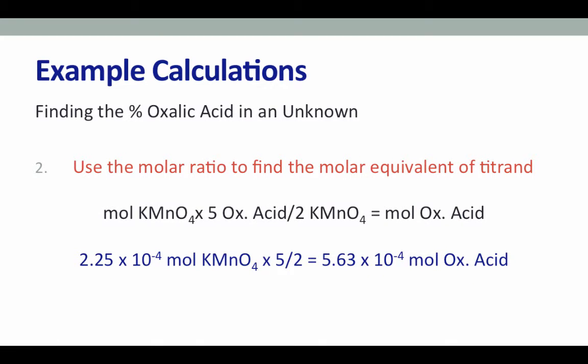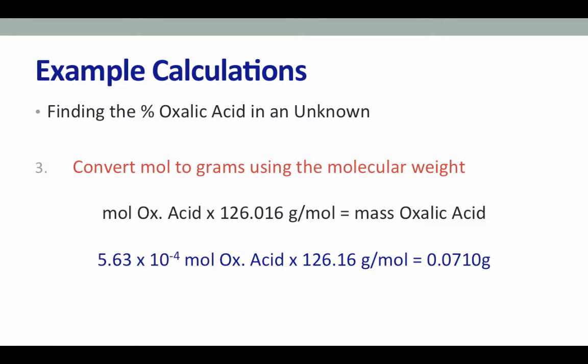The next step is to use the molar ratio to convert between moles of permanganate and moles of oxalic acid. So make sure you have your molar ratio arranged in the right direction so that moles of permanganate will be on the top and then on the bottom so it cancels out. So moles of permanganate times 5 moles of oxalic acid for 2 moles of potassium permanganate will give you the moles of oxalic acid. Once we have the moles of oxalic acid, we need to convert to grams because the objective is to find the concentration in percent weight per weight.